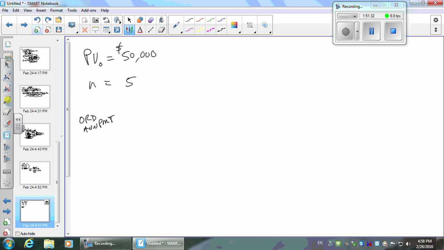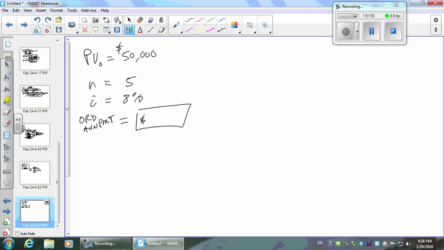Okay? So I don't know where I got this problem. Probably from an intermediate book or something. Okay? Ordinary annuity payment. And they want to know, assuming 8% interest, okay, interest is 8%. I don't care about the future value. I got the present value, don't I? They want to know, assuming 8%, how much will the payment be? All right, I got it made.